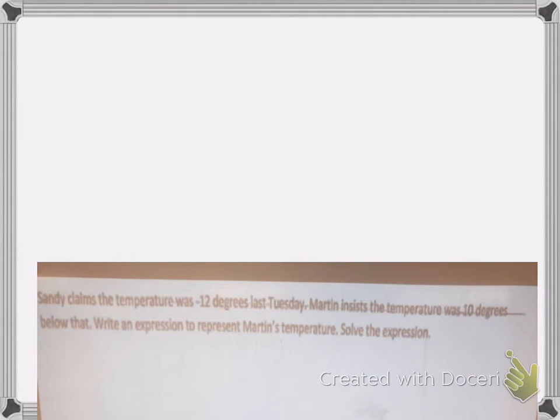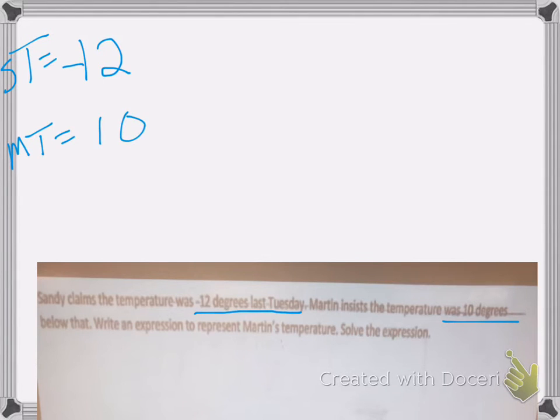Now we've got Sandy claims the temperature was negative 12 degrees last Tuesday. Negative 12 on Tuesday. Martin insists the temperature was 10 degrees. That was Sandy on Tuesday. Martin on Tuesday, he says it was 10 degrees below that. Oh, below that. Gotta know that. So what would 10 degrees below negative 12 be?